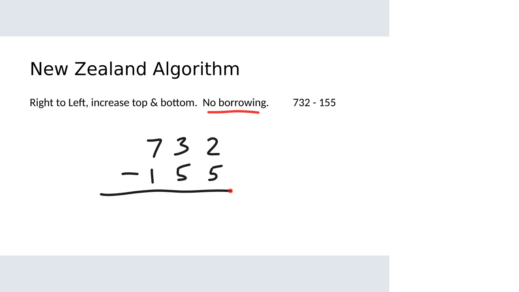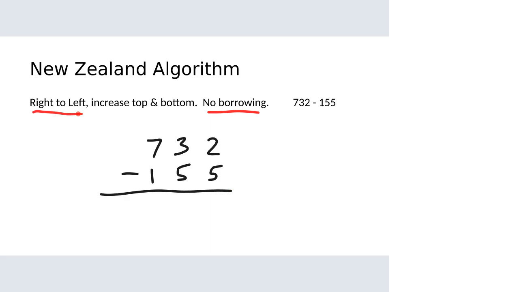Now, it says no borrowing. Well, how in the heck are you going to do this without borrowing? Which is an excellent question to have. The way the New Zealand algorithm works is this: one, we go right to left. So we're going to start in the ones place, just like we would in our standard algorithm. We're going to go right to left.